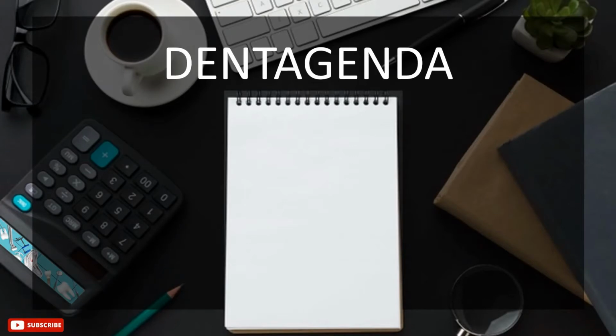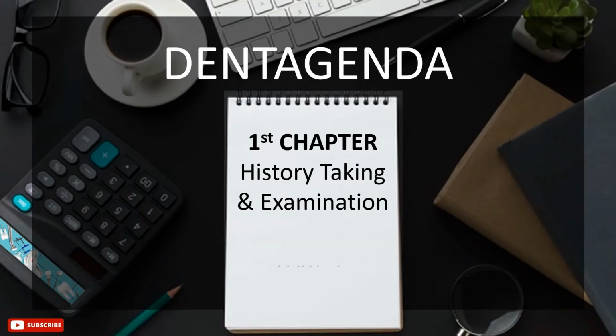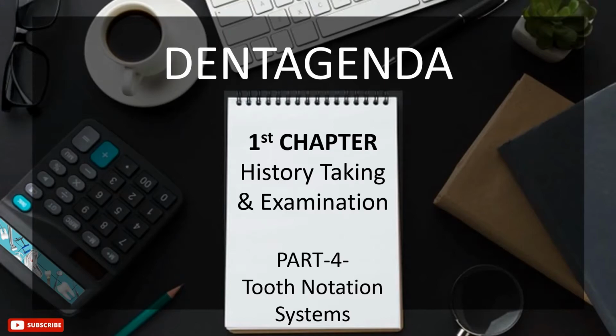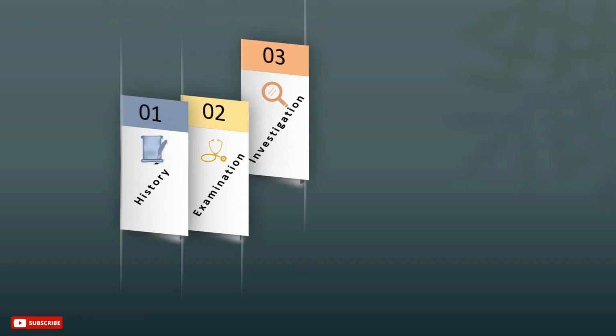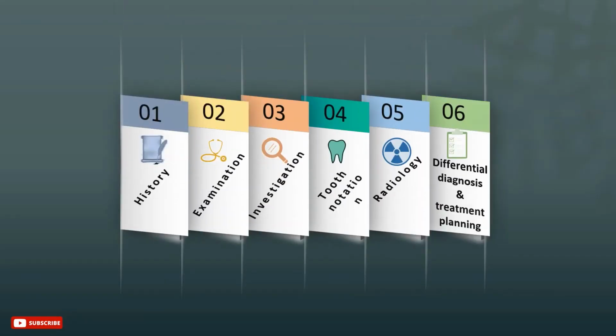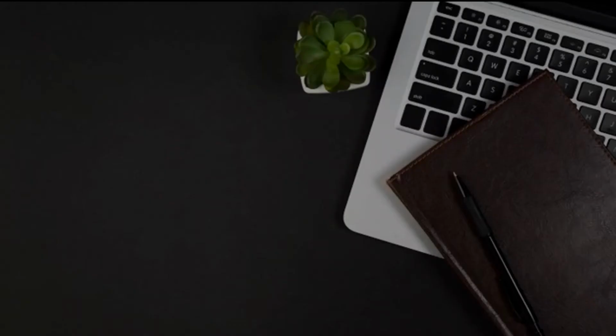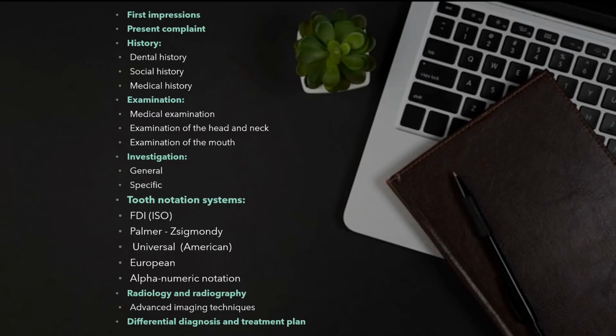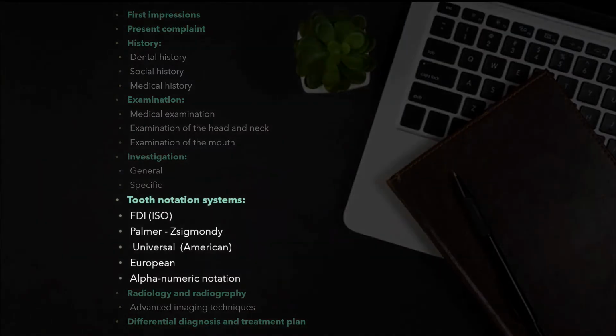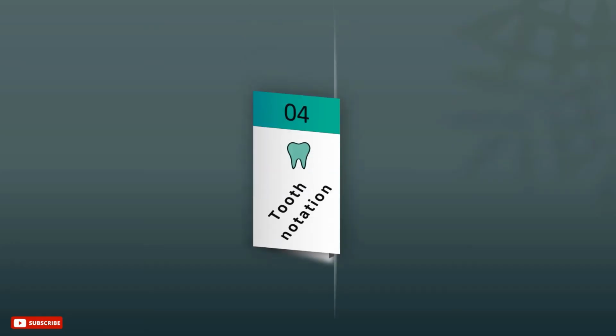In our Dent Agenda, we will be continuing the first chapter, History Taking and Examination, Part 4, Tooth Notation Systems. These are the parts of the Chapter 1 video series. And here is the detailed content, and these are the points included in this video. Tooth notation.